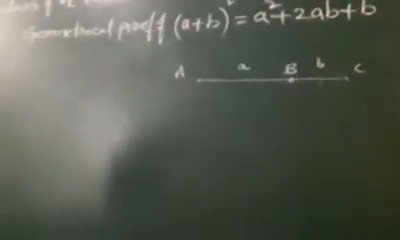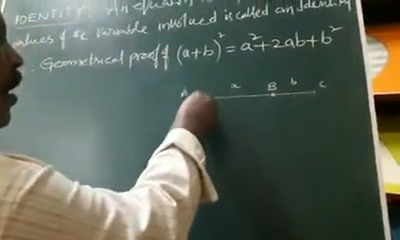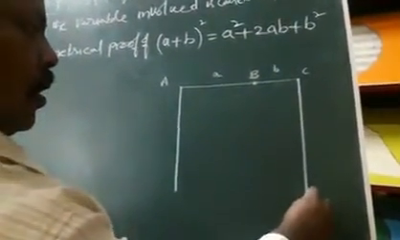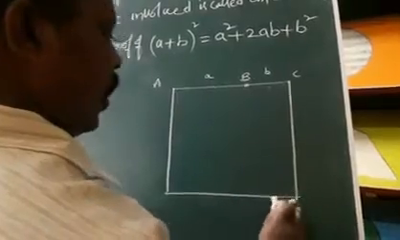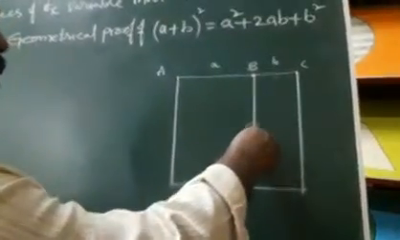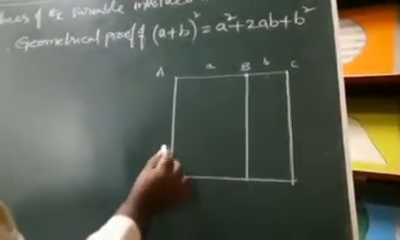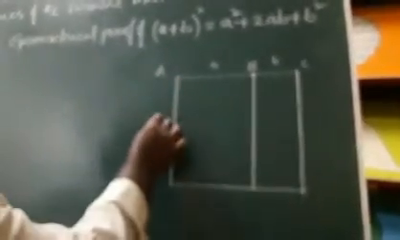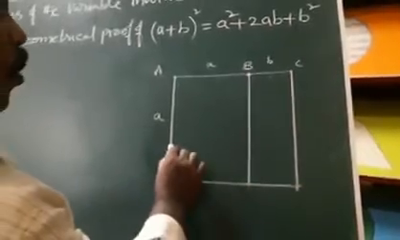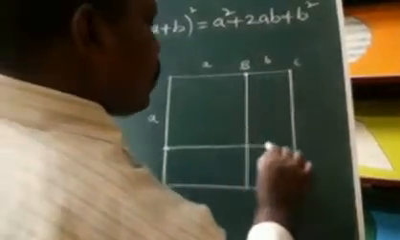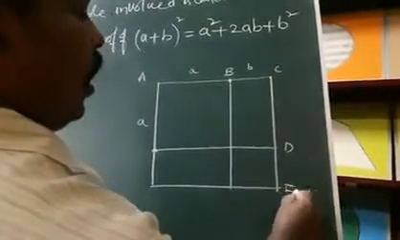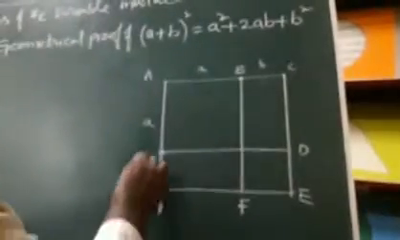Now we make it into a square. See here, it is a square, and join a line through B also, and take one more arbitrary point here. From here to this point is a also. Now from this point join a line. Name them A, B, C, D, E, F, G, H.